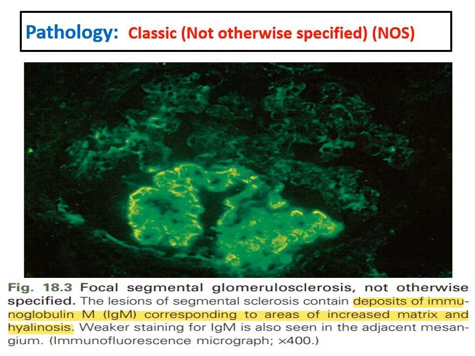This is the immunofluorescence in the classic variant. As we said here, there is some deposition of IgM in areas of sclerosis.